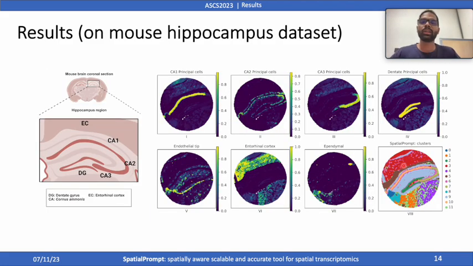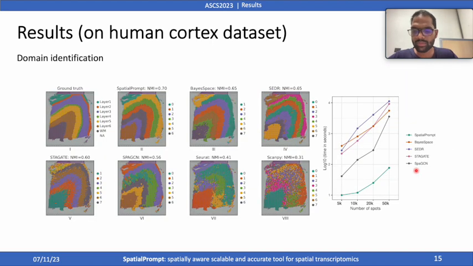Similarly, we then test the algorithm on the mouse hippocampus. In the mouse hippocampus, there is also the CA1, CA2 and dentate gyrus organization, and like this we get the CA1, CA2 and dentate principal cells with a very low false positive rate, and we also get similar domains in our tool. Then we test our tool on this human cortex dataset.